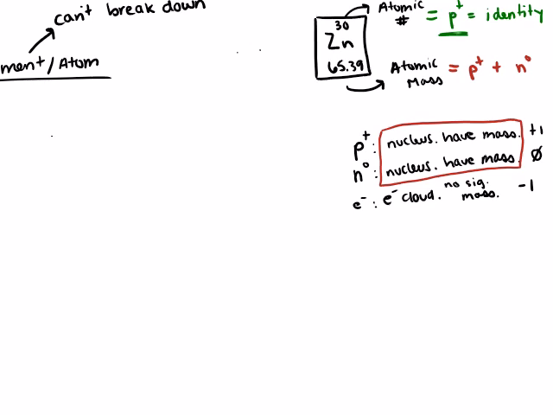So this right here that I'm putting a box around, our atomic number and our atomic mass, this is a basic fundamental truth of chemistry. The atomic number will always tell you the number of protons. The atomic mass will always equal your protons plus your neutrons.